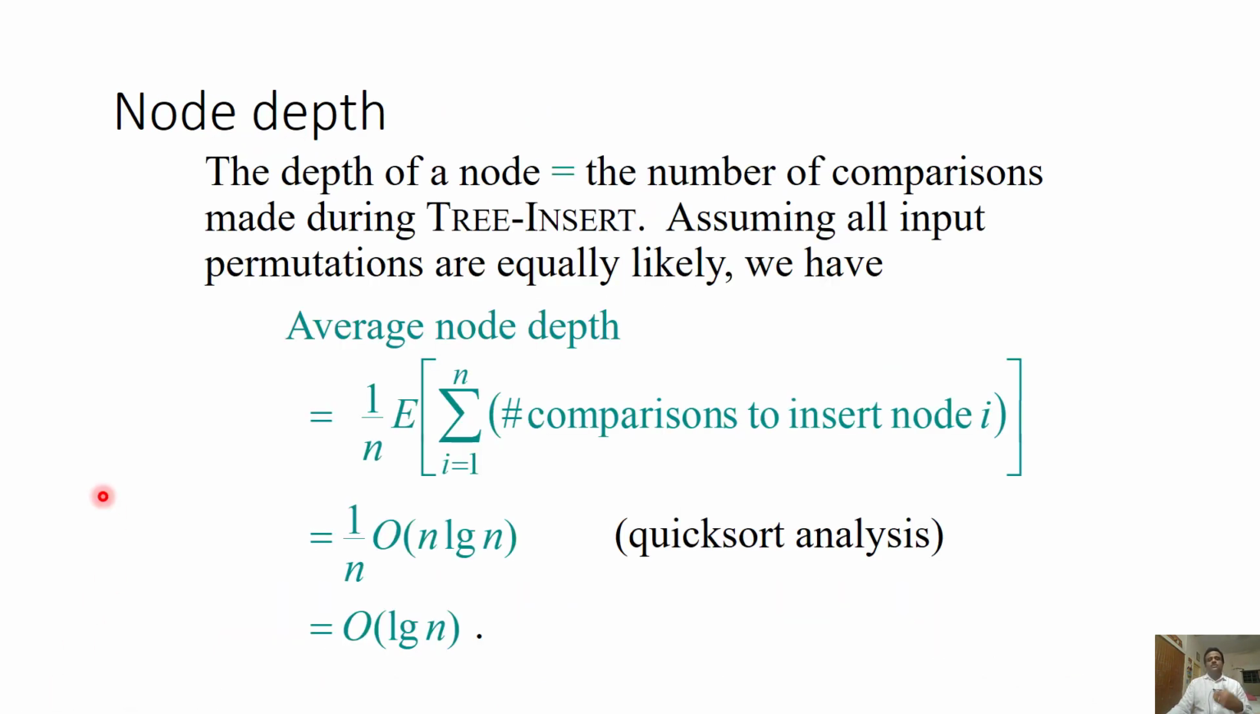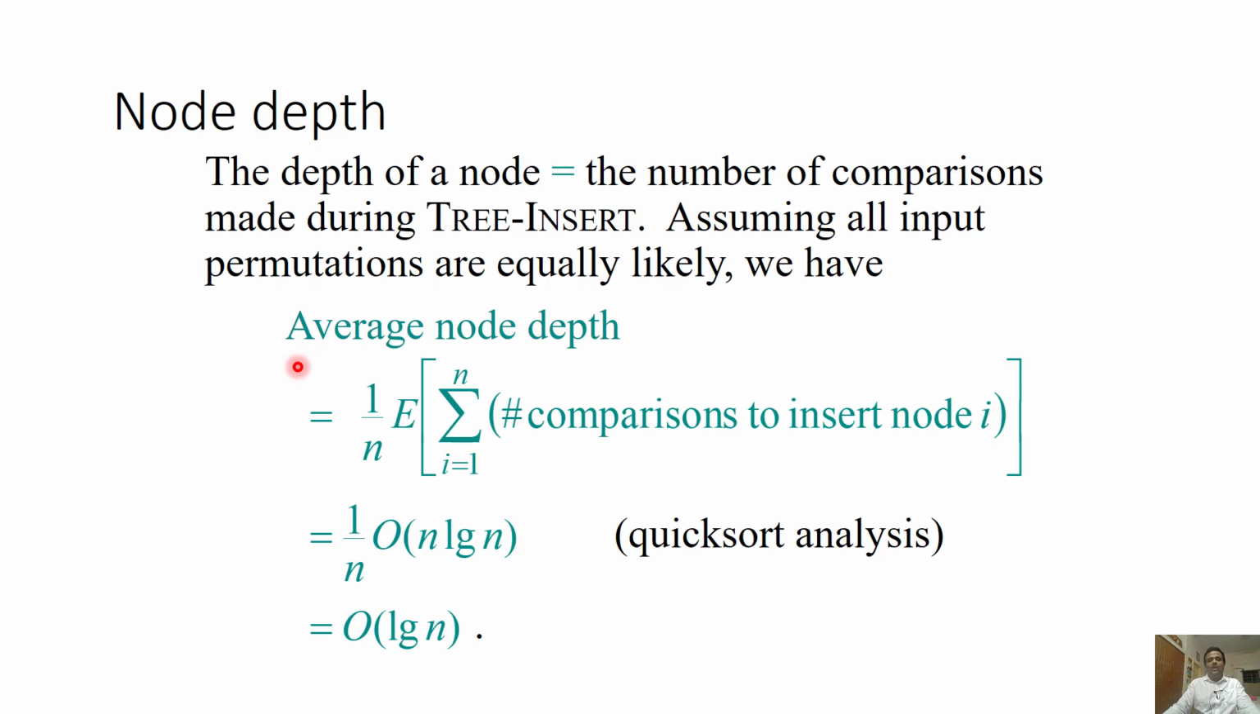So that is the observation. That means quick sort and BST sort have the same runtime. So the expected runtime of randomized BST sort is the same as the expected runtime of randomized quick sort. So if you do that, this is the expected.